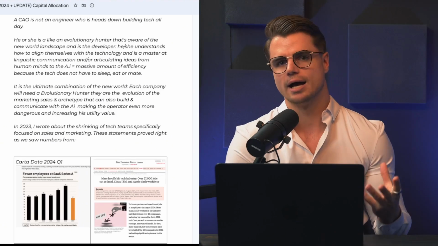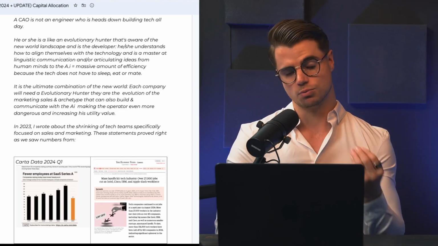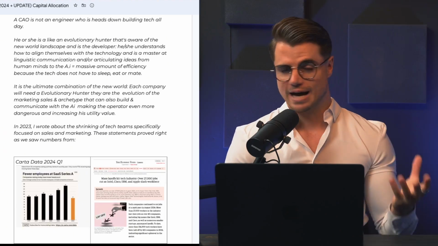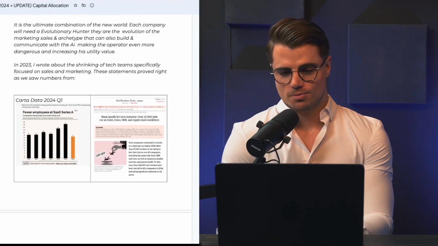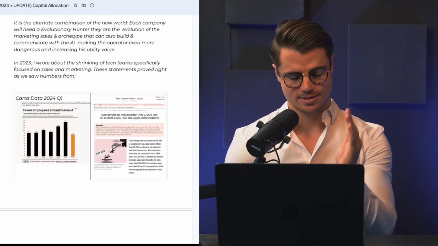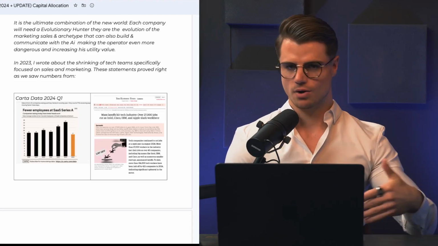It's not AI that's going to replace people. It is the human that is using the AI that will replace the human that is not using the AI, simply because of the vast capacities and what AI allows you to do. Moving on, it's the ultimate combination of the new world. And each company will need an evolutionary hunter, aka CAO, a chief AI officer, obviously right now in the new world.